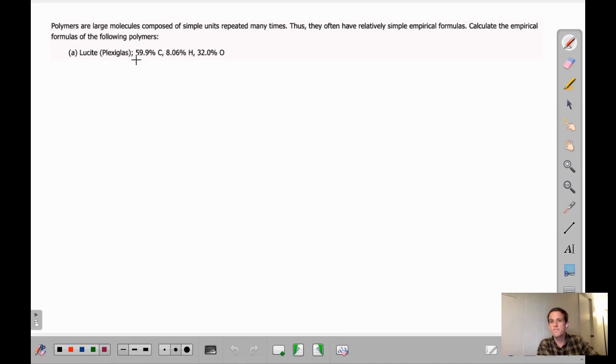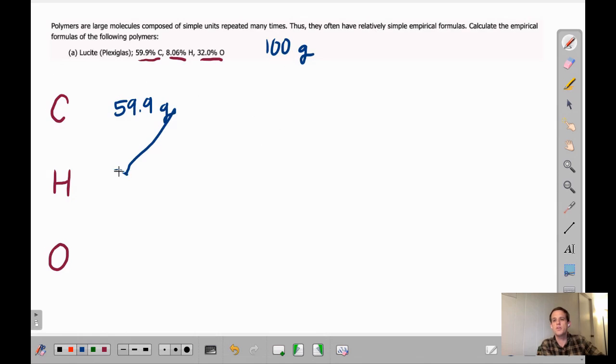Just like before, the first step is identifying our elements. We have carbon, hydrogen, and oxygen. Then we again want to assume that this is a 100-gram sample, which will make our calculations a lot easier. So for carbon, we have 59.9 grams, 8.06 grams for hydrogen, and 32.0 grams for oxygen.